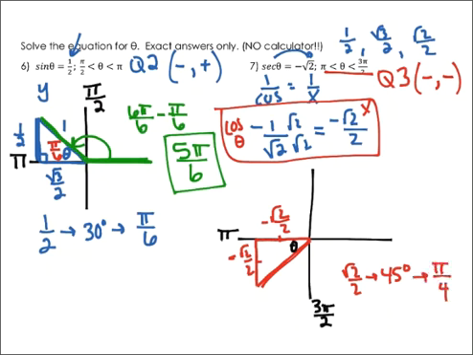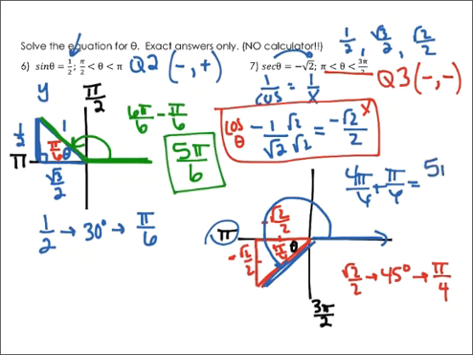That's great, but remember, an angle always starts on the positive x-axis, and I want to go all the way around to my terminal side. How do we figure out what that is? We just have to add a whole half circle. So 4 pi over 4 plus pi over 4 gives me 5 pi over 4. And there's my answer. One more.